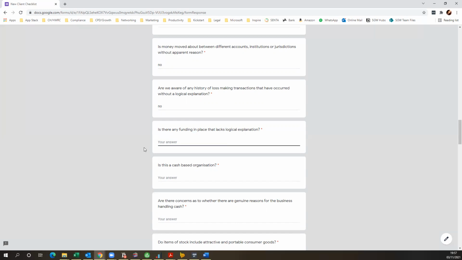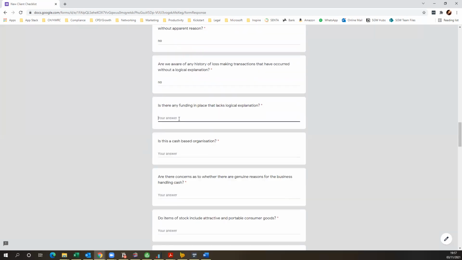Is there any funding in place that lacks logical explanation? So maybe a company who has £100,000 sat in a savings account might then take a loan out for £7,000. Seems a little bit odd. Why would you pay interest on a loan when you've got £100,000 sitting in the bank account? That would lack a logical explanation. There might be a logical explanation, but it would just be a question of asking the client at that point and finding out.